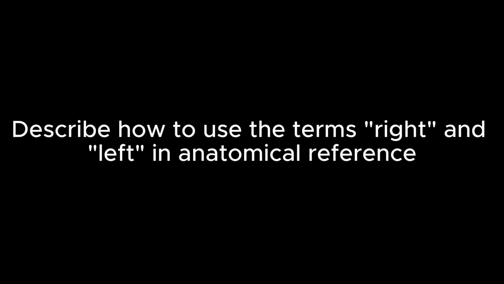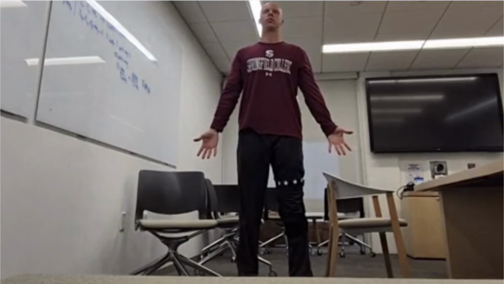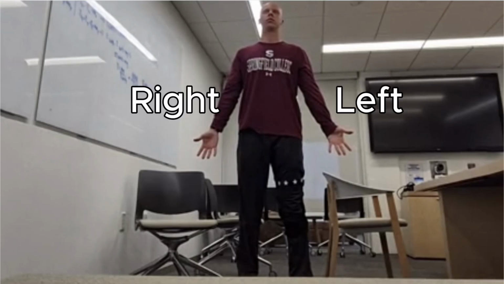Describe how to use the terms right and left in anatomical reference. In anatomical position, right and left are going to be opposite of each other because in anatomical position, the person is facing you. So right and left will look opposite to what they are to you.